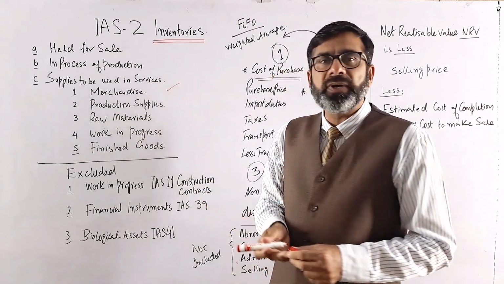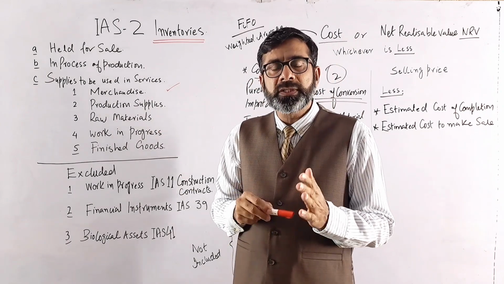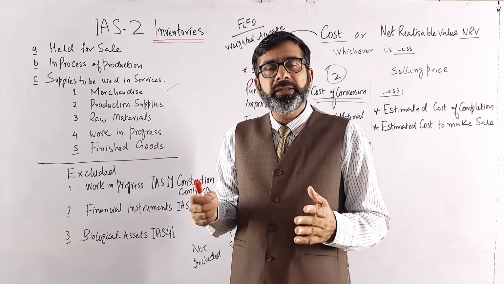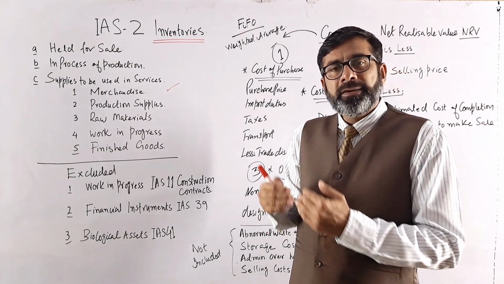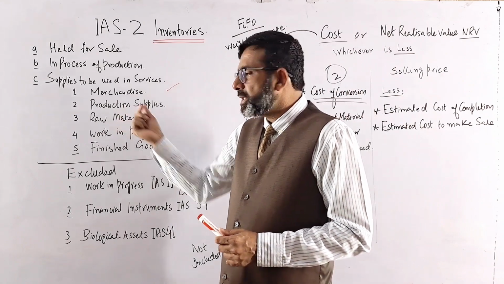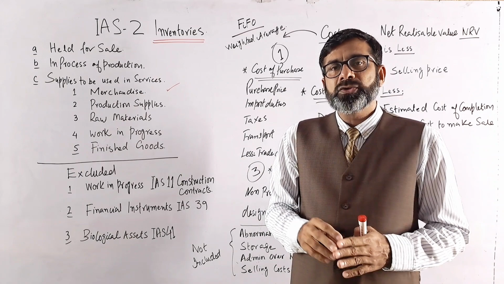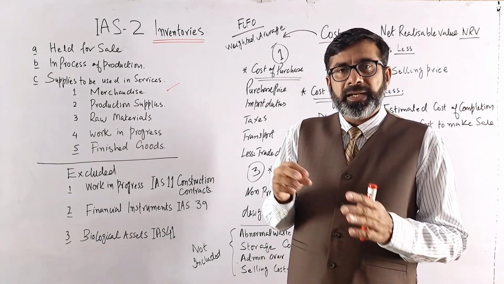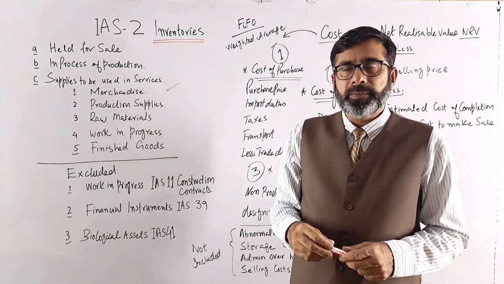The first one is merchandise. Merchandise is simply goods which are purchased for resale purposes. So anything that the company or business is purchasing with the purpose that they will resell it is called merchandise. Then we have production supplies. Sometimes there are small materials like indirect materials or other supplies which are available to the production company at the end of the year. So that will also be included in International Accounting Standard number 2.